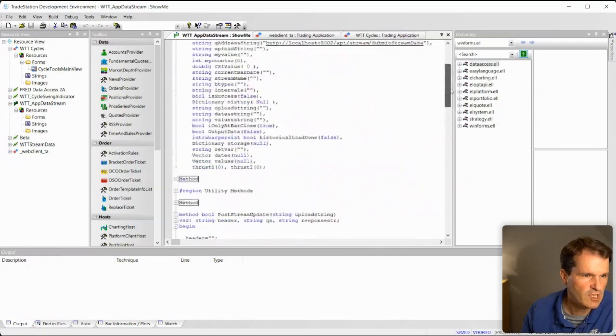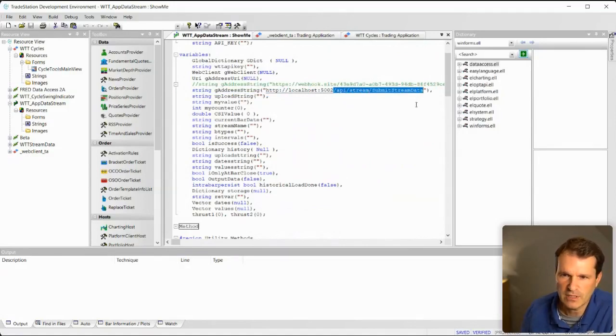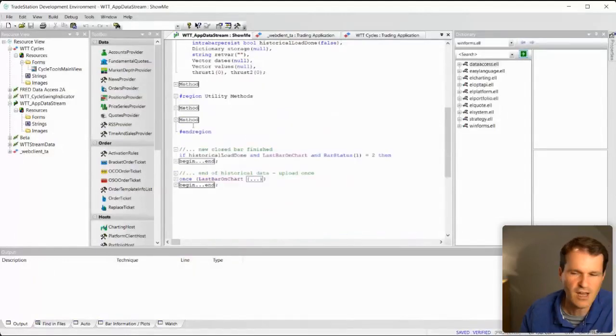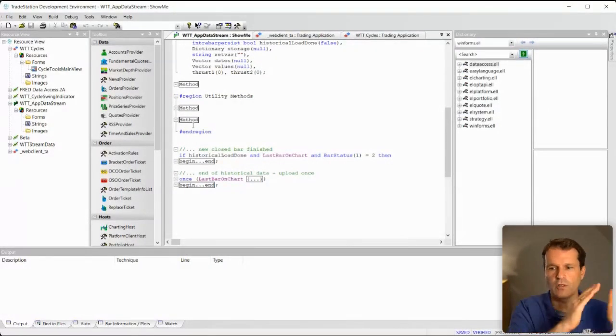Even the web address is, in this case, still the local one, but it's then an open endpoint API stream, submit stream data, which will be available for every user who has API access or a licensed version. So I think the code is quite standard cloud computing with some simple post messages, and this can be used from any application. Therefore, I will also transform this into NinjaTrader, and MultiCharts was also requested. I think it's not too complicated, and you can even do more complicated stuff.